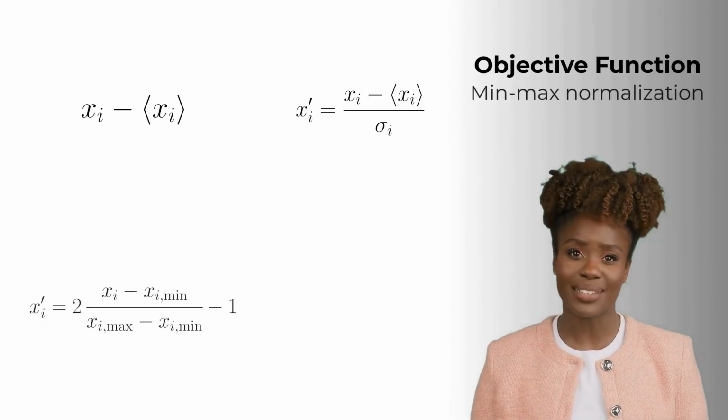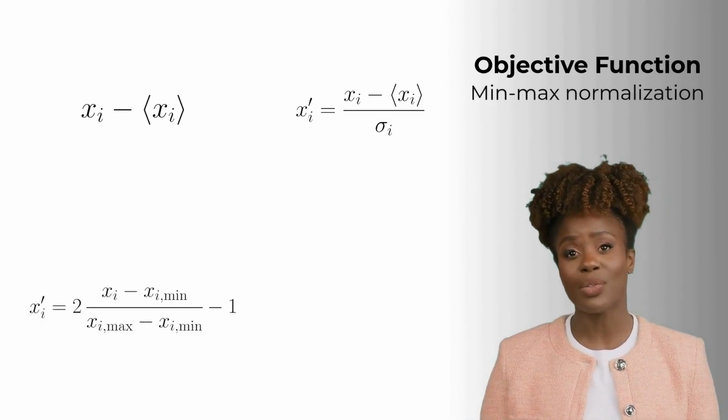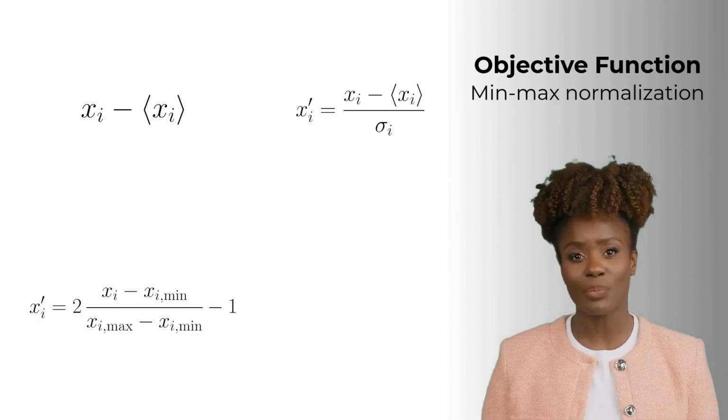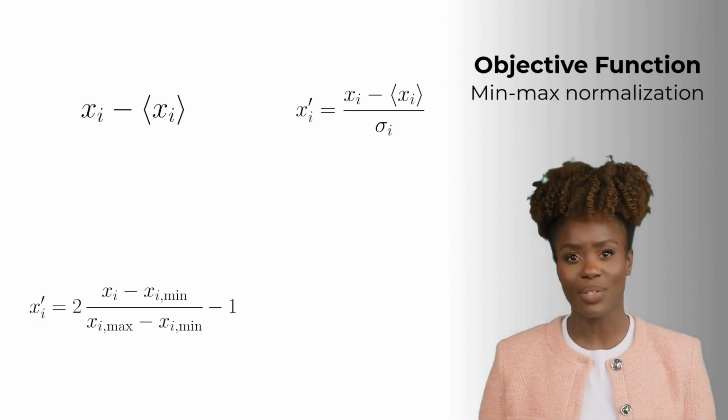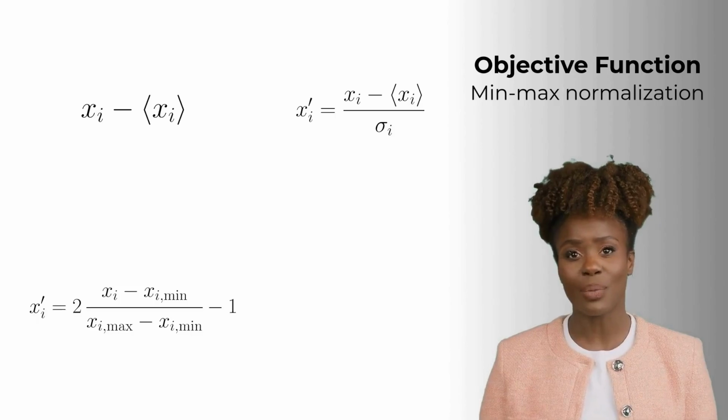For pixel intensities, spectra, or anything that already has hard bounds, we can use min-max normalization. It rescales xi so that it always lives between -1 and +1. For this, we subtract the minimum, divide by the full range, stretch by 2, and finally shift down by 1.